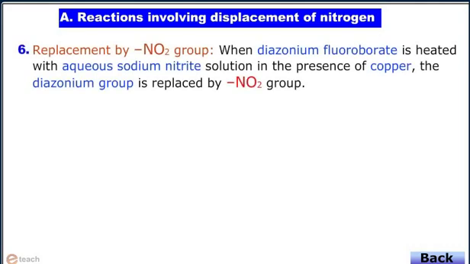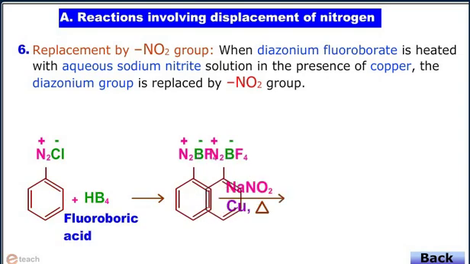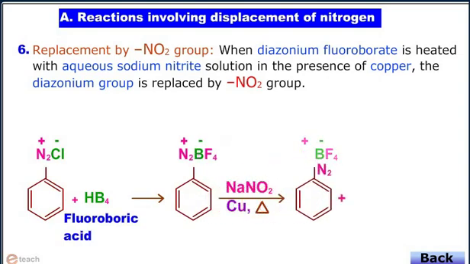Replacement by NO2 group. When diazonium fluoroborate is heated with aqueous sodium nitrite solution in the presence of copper, the diazonium group is replaced by the NO2 group. The reaction is given below.